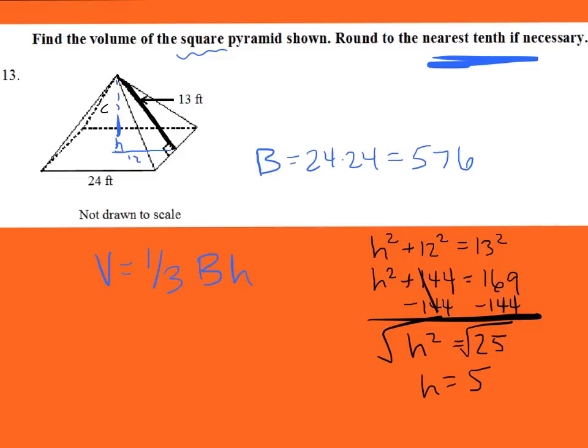So I've got my volume equals 1/3. My base area was 576. And my height we just solved to be 5 using Pythagorean theorem. So now 5 times 576 times 1/3, my volume is 960 feet cubed.